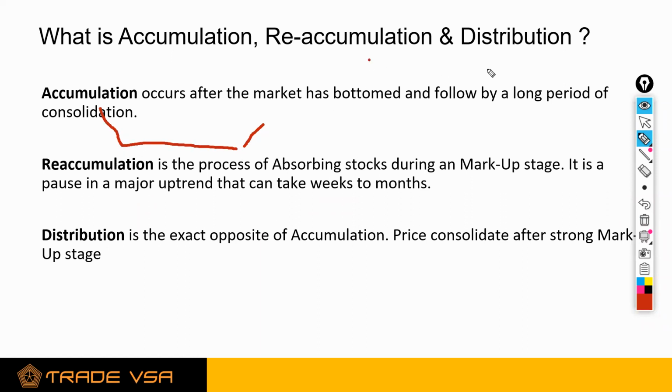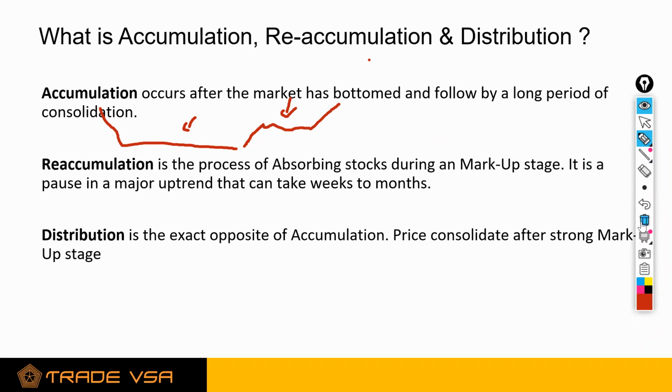Downtrend, accumulation. This is the first-stage accumulation. Then it goes to markup, sideways, before it goes up again. This is what we refer to as reaccumulation. So it happens between the markup stages.